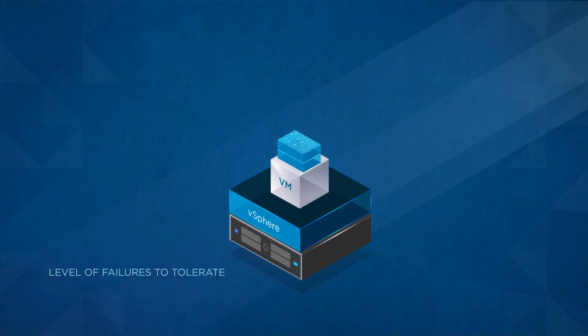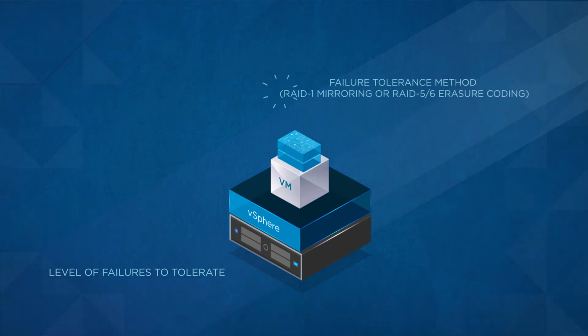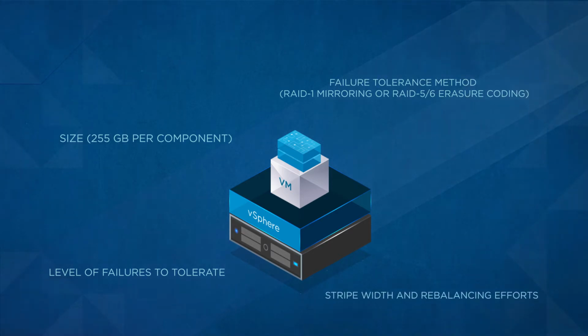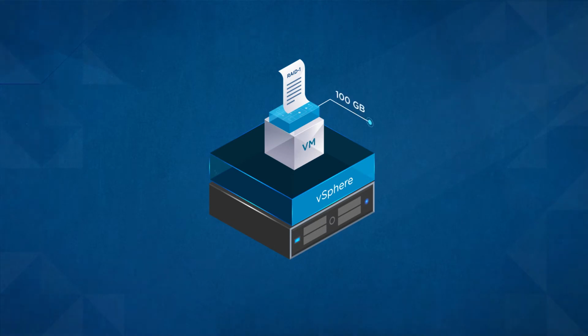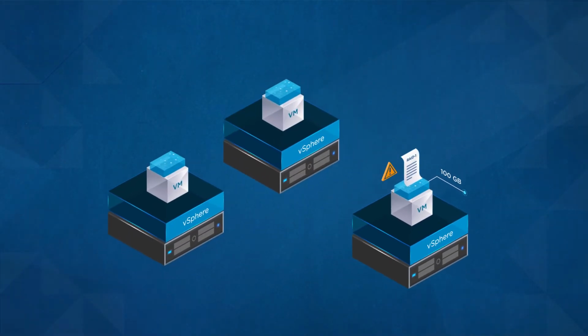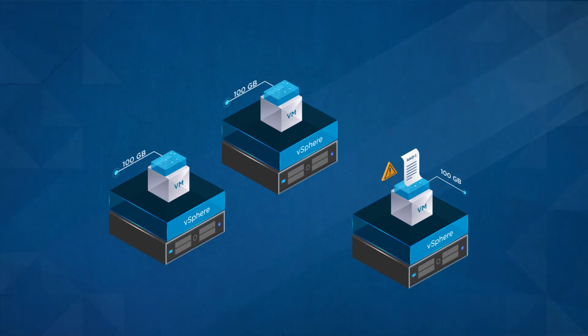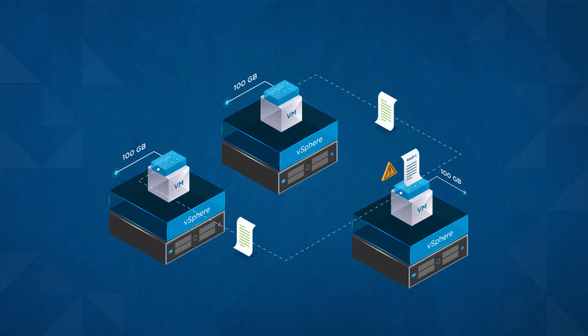Level of failures to tolerate, failure tolerance method, RAID 1 mirroring, or RAID 5/6 erasure coding. Size, 255 gigabytes per component. Stripe width and rebalancing efforts. As an example, a 100 gigabyte virtual disk with a FTT of 1 and RAID 1 mirroring would consist of two 100 gigabyte components striped across two hosts.